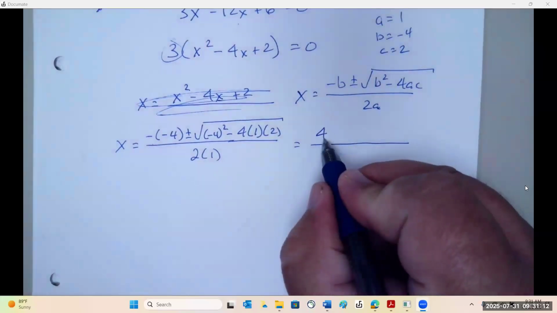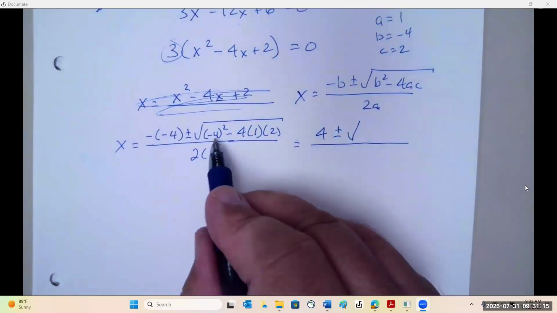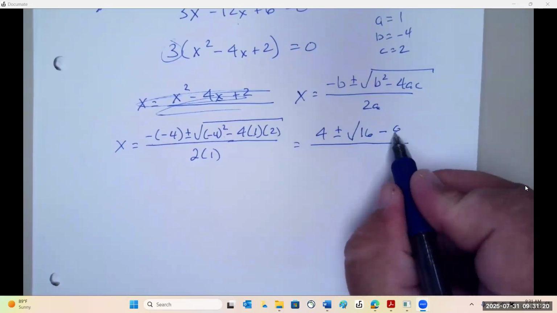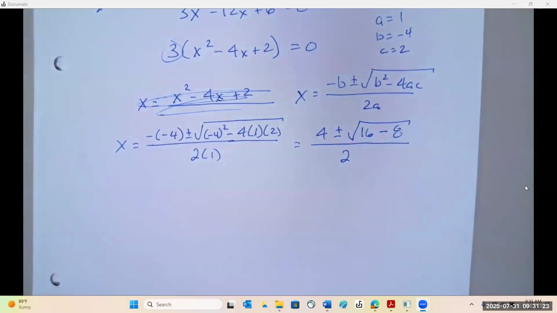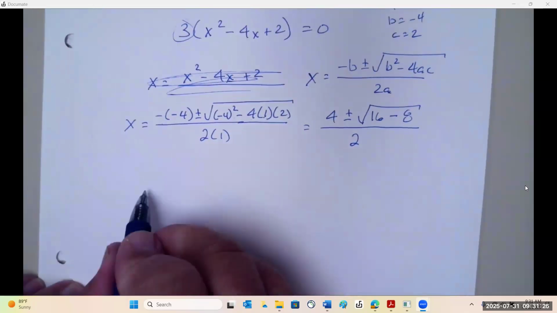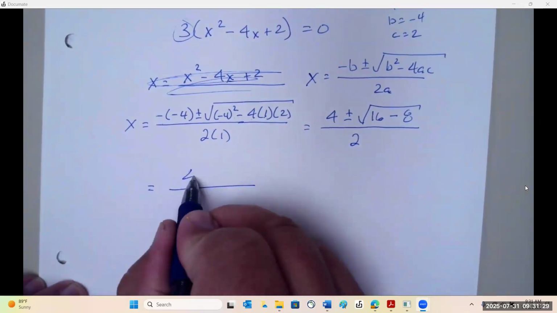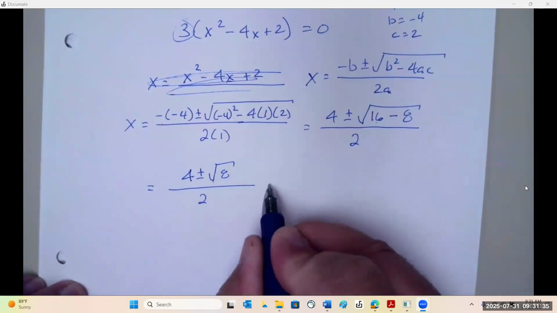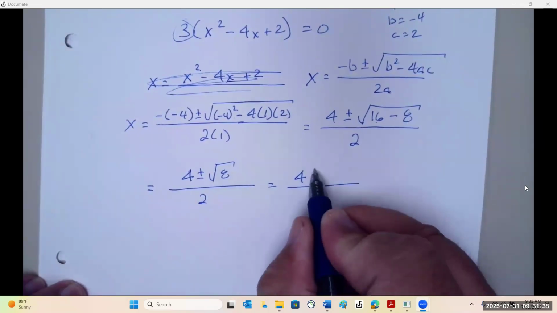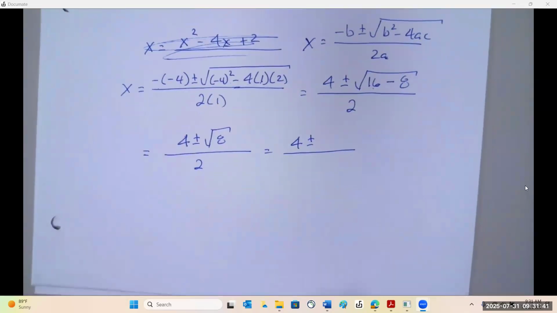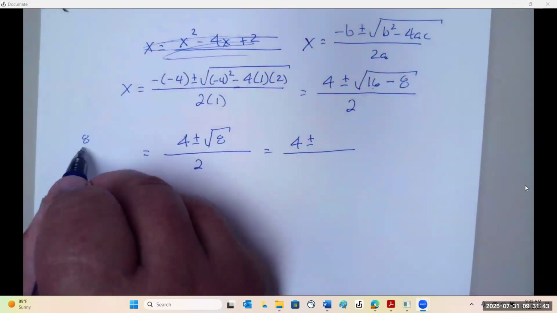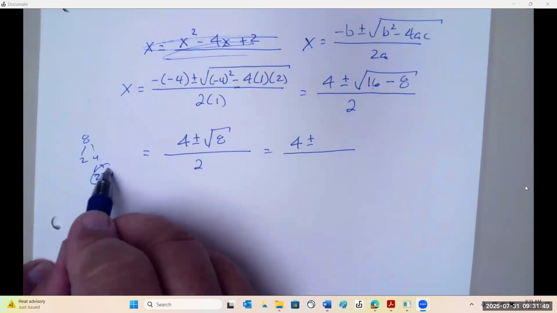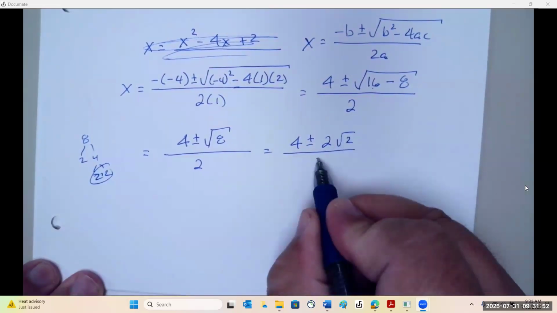Negative and negative 4 is a positive 4. Negative 4 squared is 16. 4 times 1 is 4, times 2 is 8, over 2. Four plus or minus the square root of 16 minus 8, which is 8. Remember, 8 is made up of 2 times 4, which is 2 times 2. So this becomes 2 square root of 2.